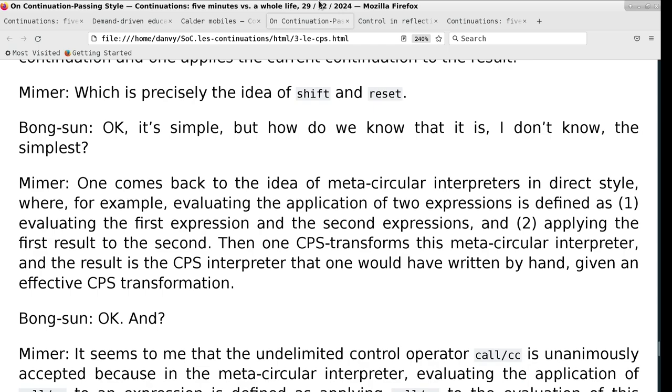Okay, it's simple. But how do we know that it is the simplest? One comes back to the idea of meta-circular interpreters in direct style, where, for example, evaluating the application of two expressions is defined as one, evaluating the first expression and the second expression, and two, applying the first result to the second. Then one CPS transforms this meta-circular interpreter, and the result is the CPS interpreter that one would have written by hand given an effective CPS transformation.